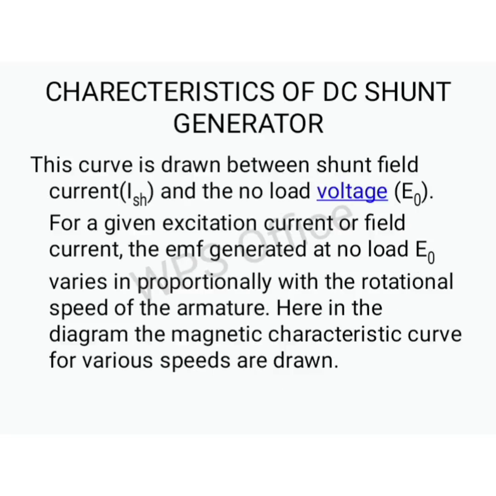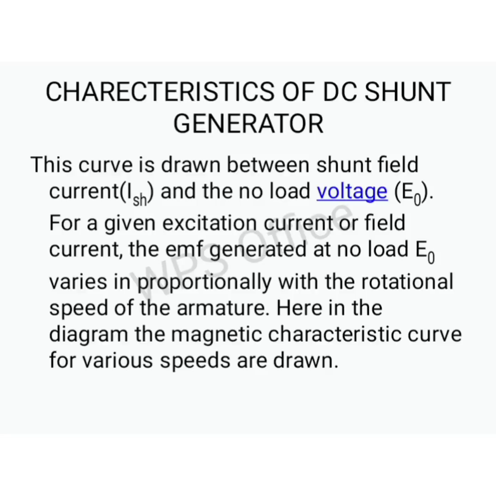This curve is drawn between the shunt field current and the no load voltage. For a given excitation or field current, the EMF generated at no load, E0, varies in proportion to the rotational speed of the armature.